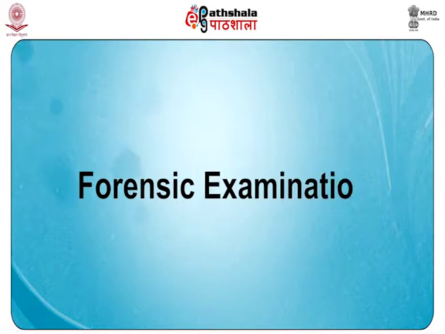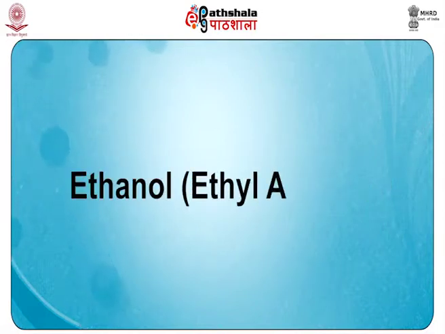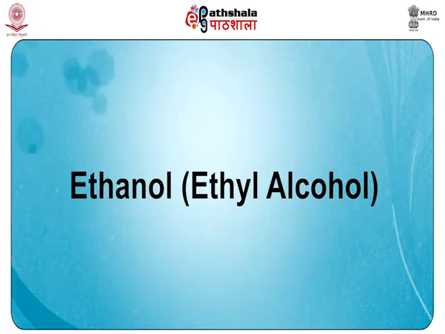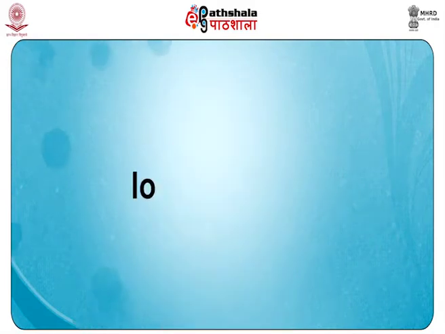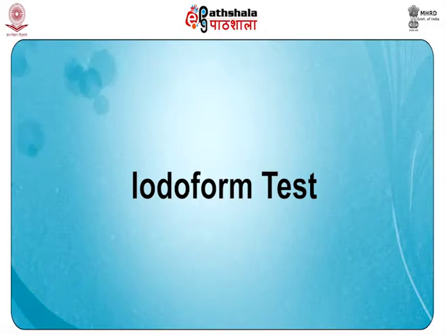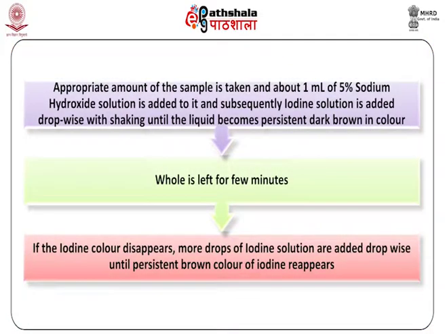Next, the forensic examination. Starting with the first, we have ethanol or ethyl alcohol. For the detection of ethanol, various tests are to be carried out on the exhibit. One of them is the iodoform test. An appropriate amount of the sample is taken and about 1 milliliter of 5% sodium hydroxide solution is added to it, and subsequently the iodine solution is added drop-wise with shaking until the liquid becomes persistent dark brown in color.